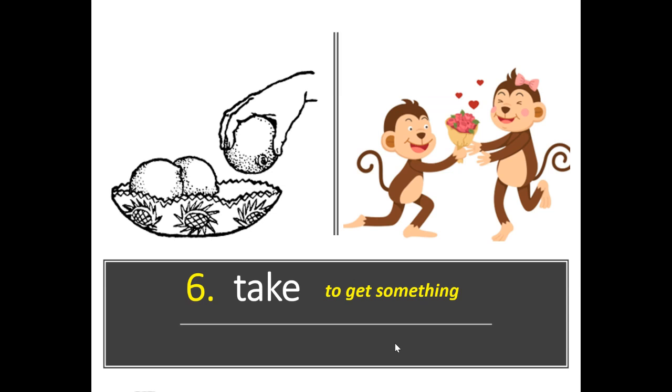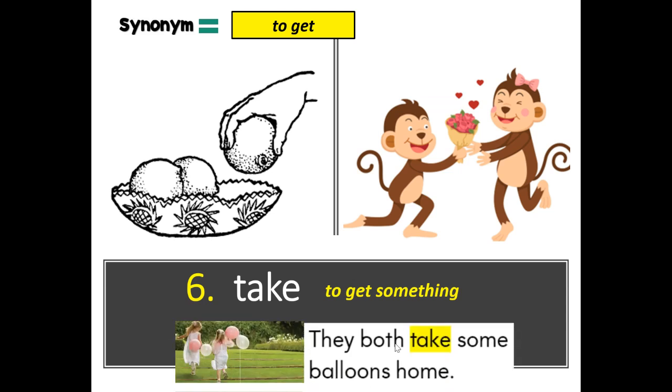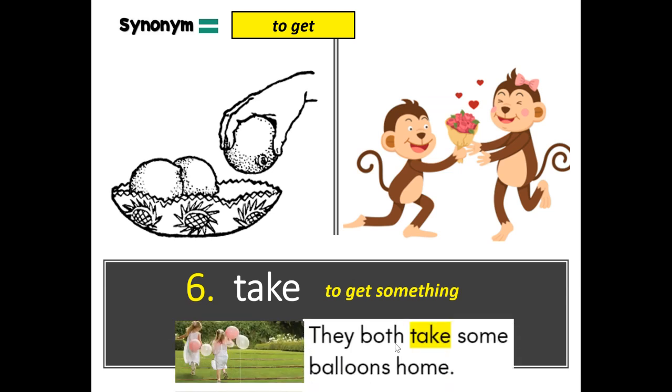So the girl monkey got some flowers, and the person got a piece of fruit from the bowl. So a synonym could be, or a shorter definition, to get. They both take some balloons home. Or they both get some balloons to take home.